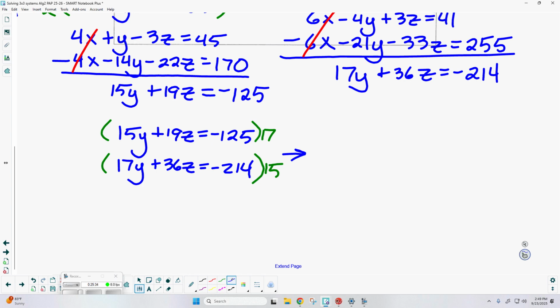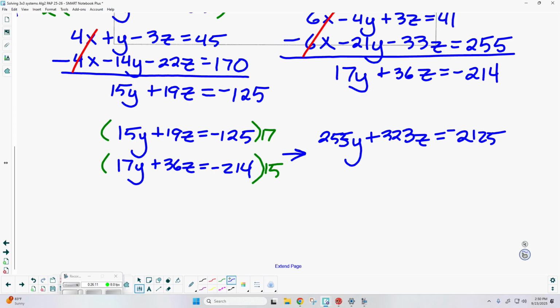So 15 times 17, I got 255. Okay, so 255y plus 19 times 17. I got 323z equals negative 125 times 17. I got negative 2,125. Okay, so those numbers looking familiar?